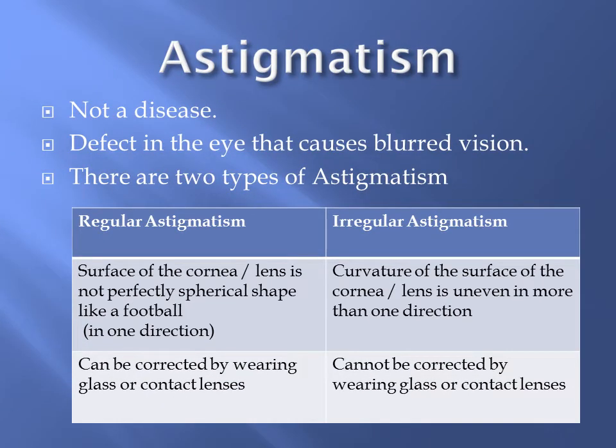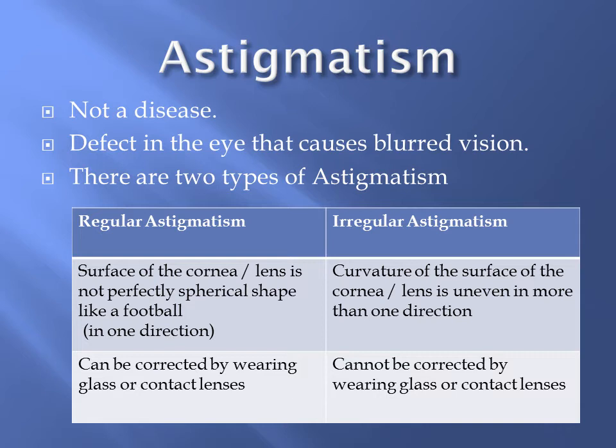And then astigmatism. Actually, astigmatism is not a disease. It is a defect in the eye that causes blurred vision. There are two types of astigmatism. The first one is regular astigmatism and the other one is irregular astigmatism.